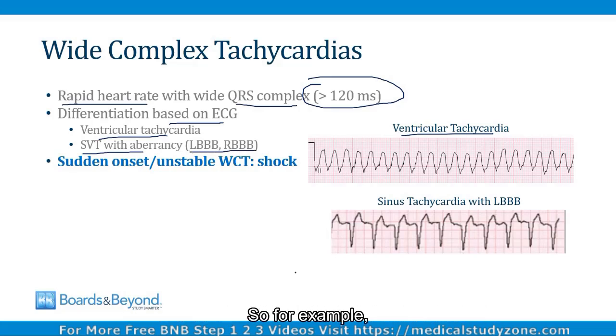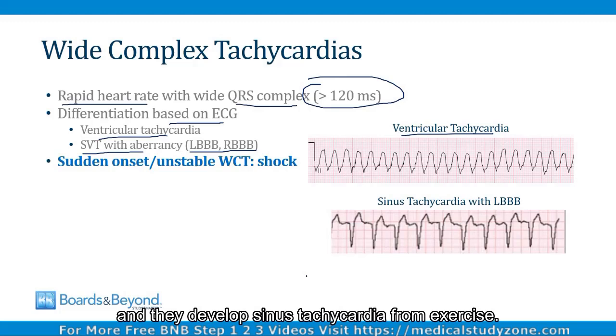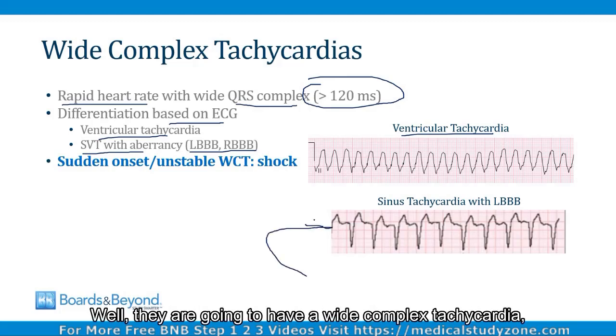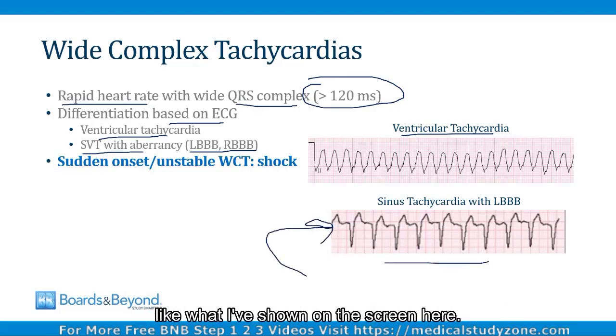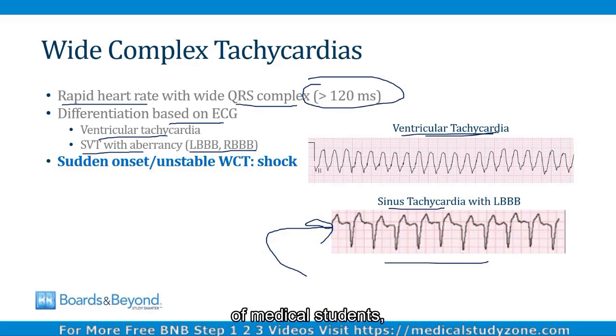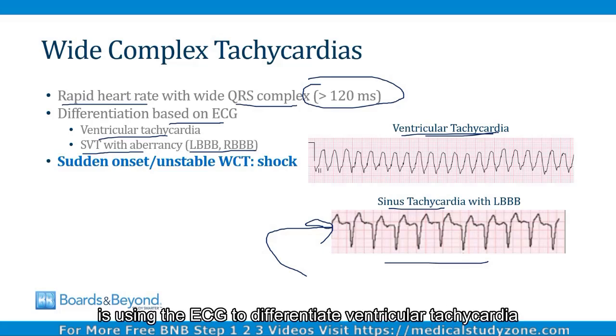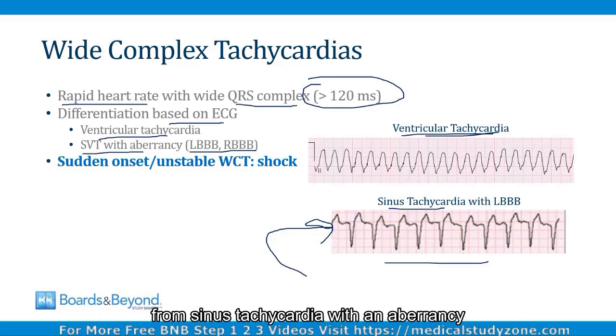block. So for example, imagine that a patient has a left bundle branch block and they develop sinus tachycardia from exercise. Well, they are going to have a wide complex tachycardia like what I've shown on the screen here. And obviously the treatment of sinus tachycardia is very different from the treatment of ventricular tachycardia. So an advanced ECG topic, something beyond the scope of medical students, something more in line with the cardiology boards, is using the ECG to differentiate ventricular tachycardia from sinus tachycardia with an aberrancy like a bundle branch block.